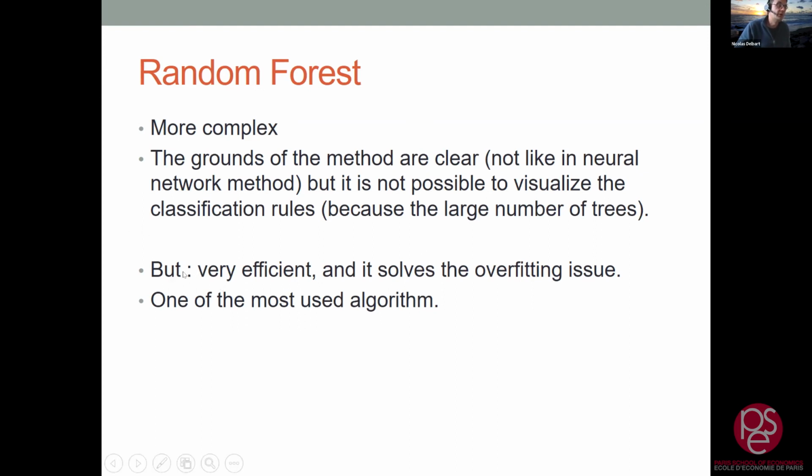This is a very efficient algorithm, and it solves totally the overfitting issue. And because of these qualities, it is probably one of the most used algorithms nowadays.